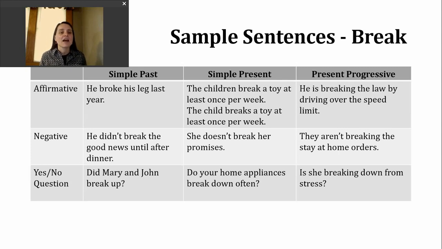Finally, if we want to make a question in the present progressive, we're going to move be to the front of the sentence, then we'll have our subject, and then the ing form of the verb. Is she breaking down from stress? That's our phrasal verb about someone losing control of their emotions.